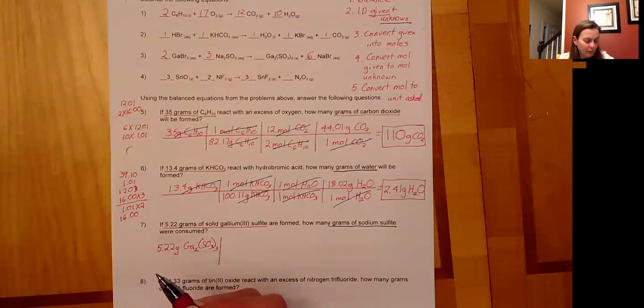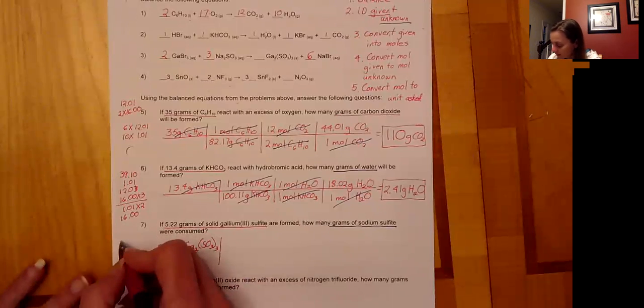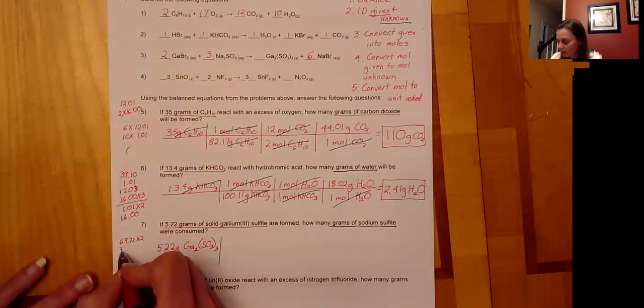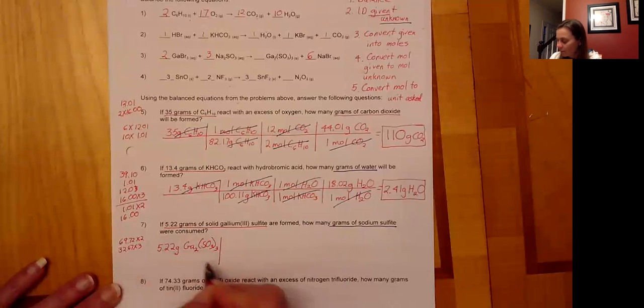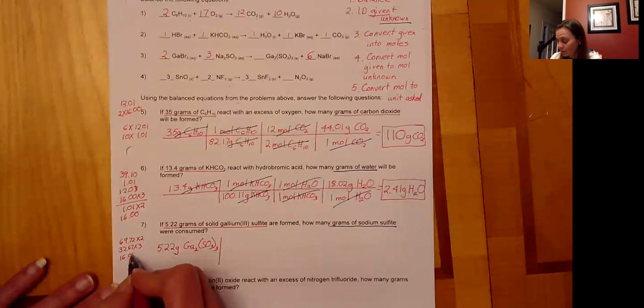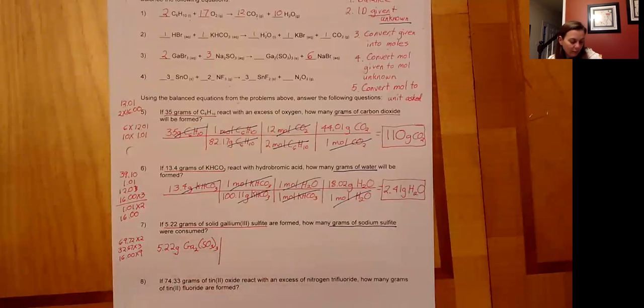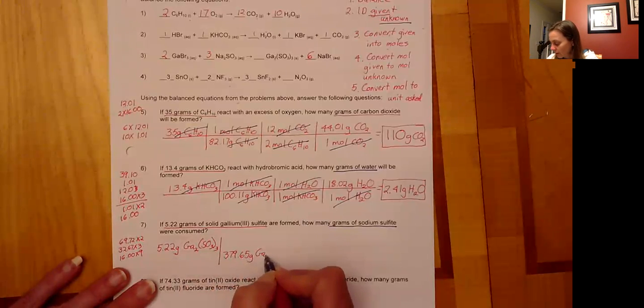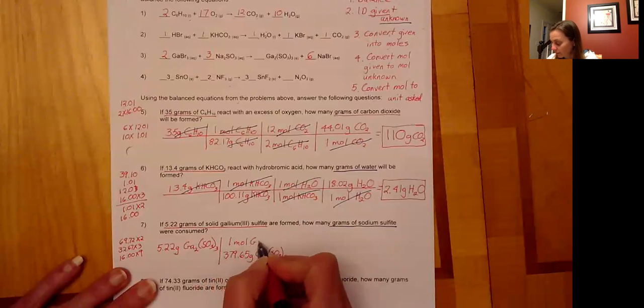So mass of gallium, let's double check here, mass of gallium is 69.72, 69.72 times 2 plus sulfur times 3, so that's 32.67 times 3 plus oxygen, which is 16.00 times 9. And so again, when we add all of those up, there we go, we get 379.65 grams of gallium-3 sulfite in 1 mole of gallium-3 sulfite.